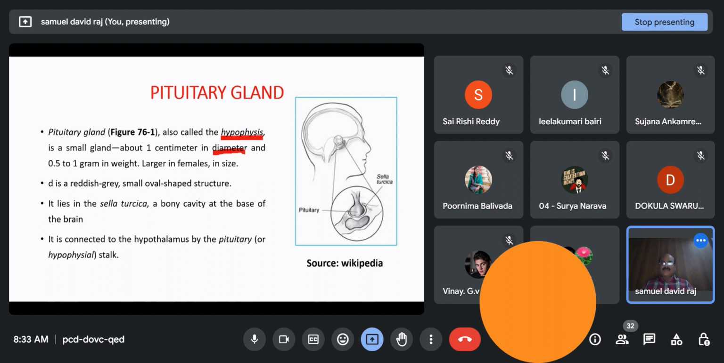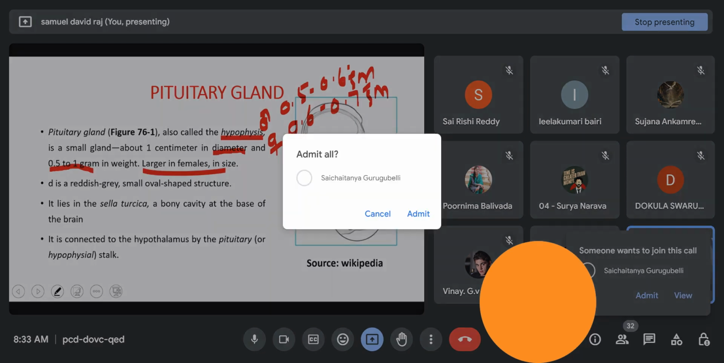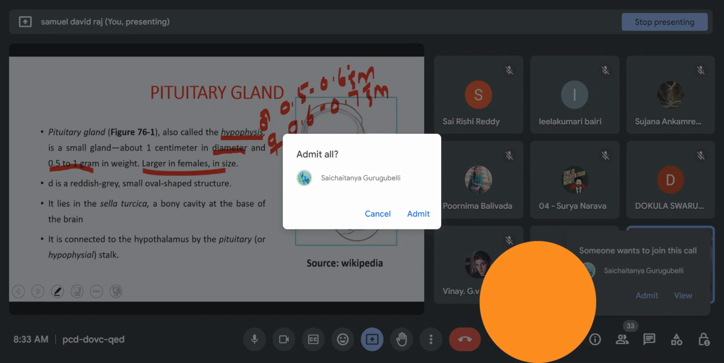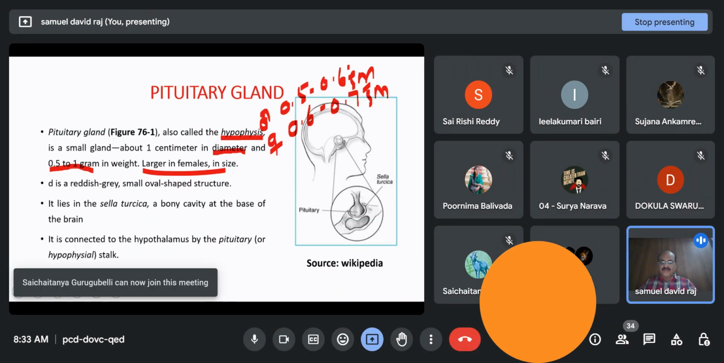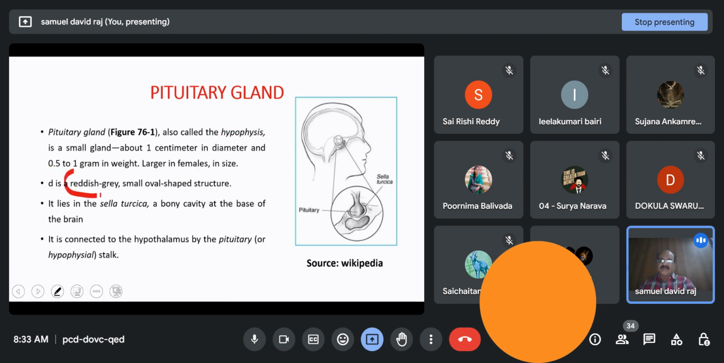being. Its weight is 0.5 to 1 gram in general, but in male it is 0.5 to 0.6 grams. In female, it is 0.6 to 0.7 grams. Thus, it is larger in females in size than males. It is found to be reddish gray in color and oval in shape.